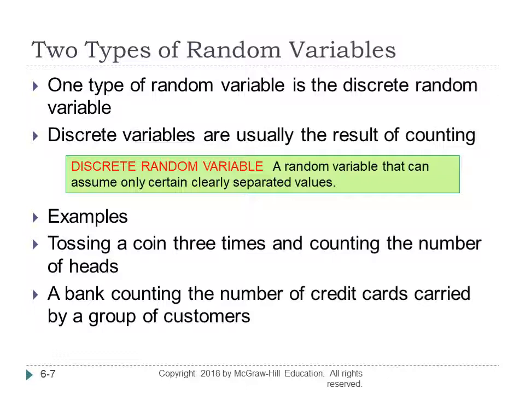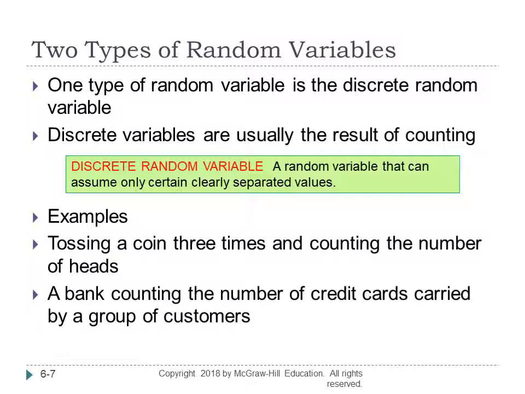Here's the definition. A discrete random variable is a random variable that can assume only certain clearly separated values. The first example we looked at was the coin, tossing a coin 3 times and counting the number of heads. Certainly the values that we looked at were 0, 1, 2, 3. These are discrete values, and therefore this is an example. The random variable that counts the number of heads is a discrete random variable.